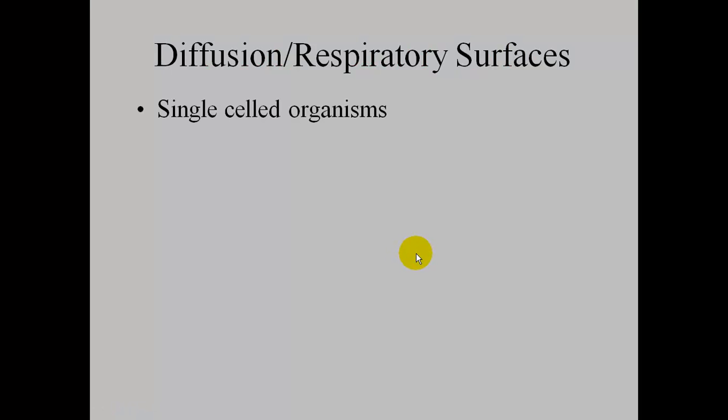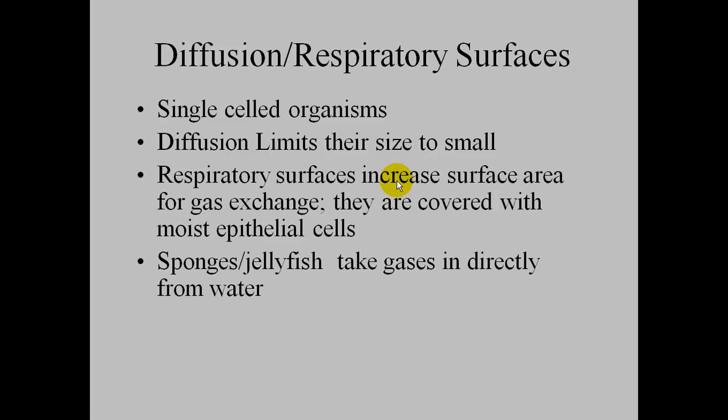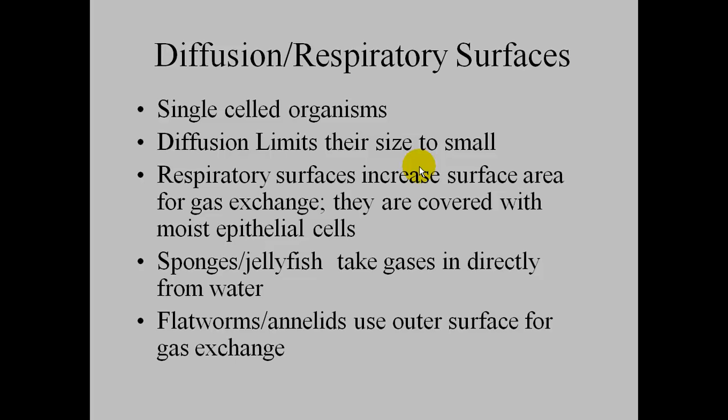For diffusion, this happens in single-celled organisms. Obviously, because they're doing diffusion, these organisms are small. Respiratory surfaces will increase surface area for gas exchange. They are covered with moist cells. Sponges and jellyfish do diffusion. They take gases in directly from the water. Flatworms and earthworms like annelids use outer surface for gas exchange.